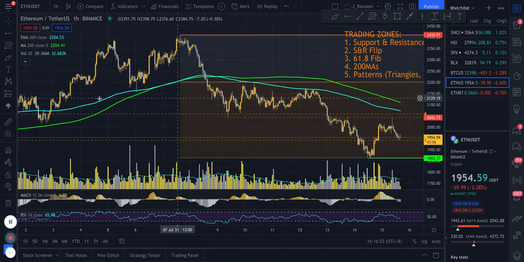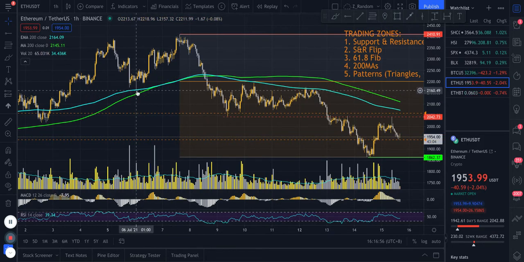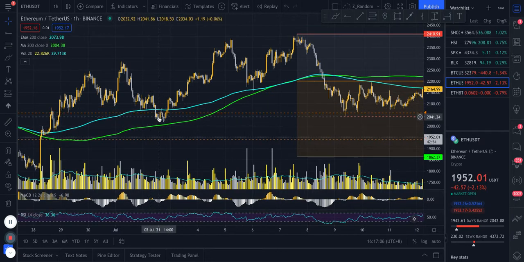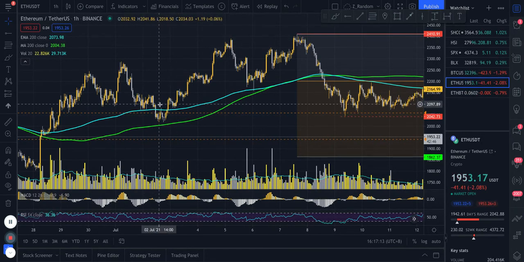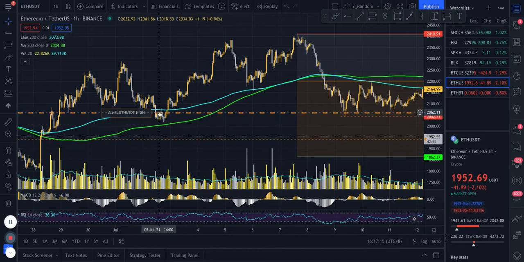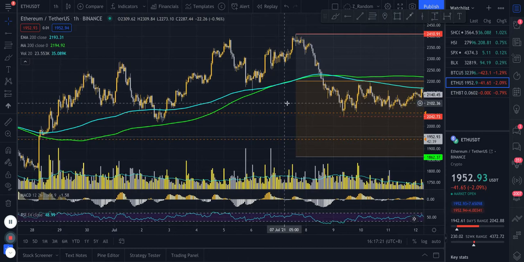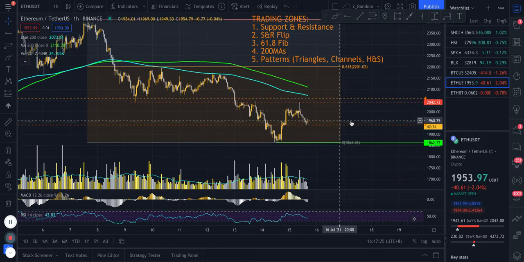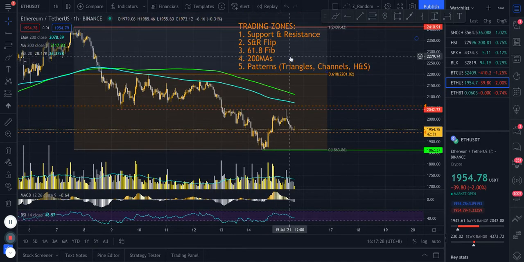So for example, right here, it tested the EMA, the blue line, had a huge wick to the downside, strong volume, and we had a nice run up. Same thing here, right? We tested the EMA, but we never made it to the SMA. We bounced and we had a nice rally. And so I typically either trade when price tests both, or if price tests the EMA. If it only tests the SMA, I typically either pass it up or I go in with a smaller position than normal. Okay, so that's the 200 MAs.